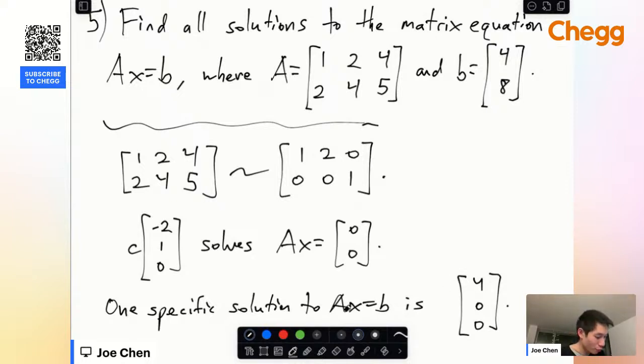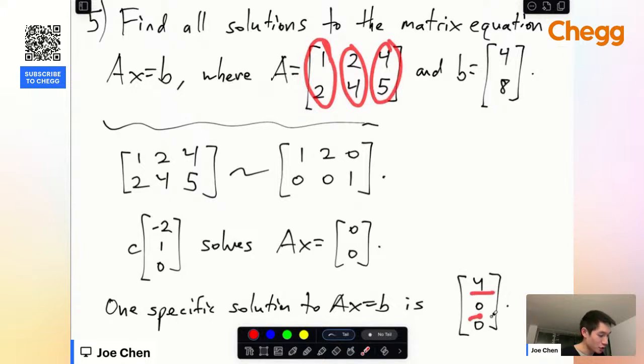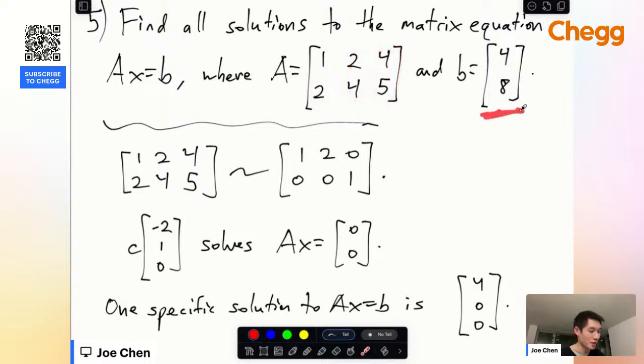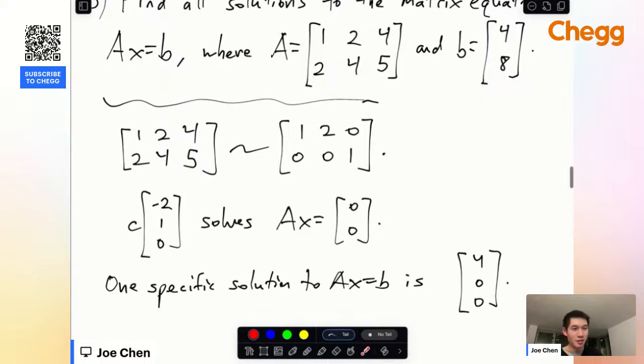Remember that when I write A times x, one way to interpret it is I'm taking a combination of these columns with the weights 4, 0, 0. So when I write 4 times the first vector plus 0 times the second plus 0 times the third, I just get 4 times the first vector, which is 4 times 8. So anyways, the point is that I can get a specific solution sometimes without really trying very hard.